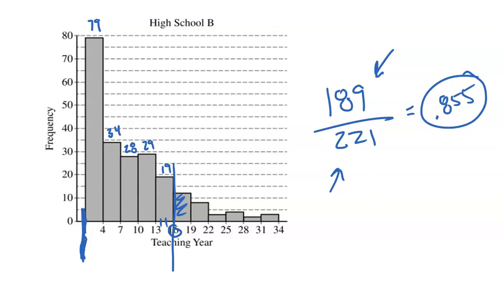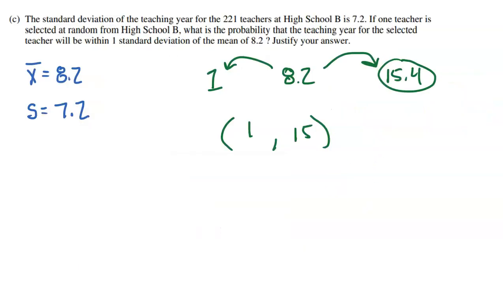So it's 221 teachers. Not too bad of a question, but a lot of kids I've noticed that have done this problem in the past want to jump and try to use the normal model or use z-scores. You can't, because the data is not normal. It's clearly skewed to the right.